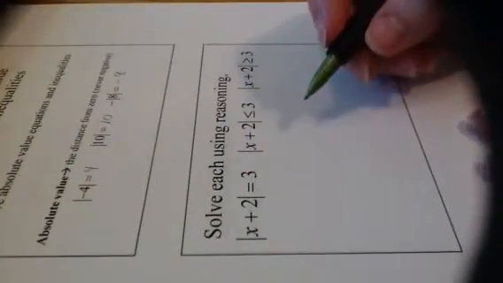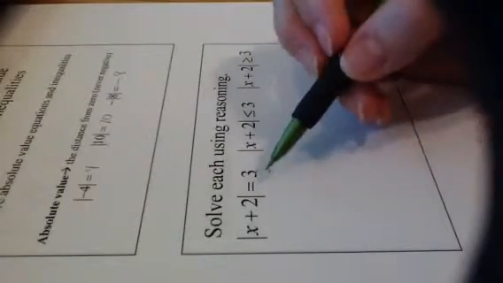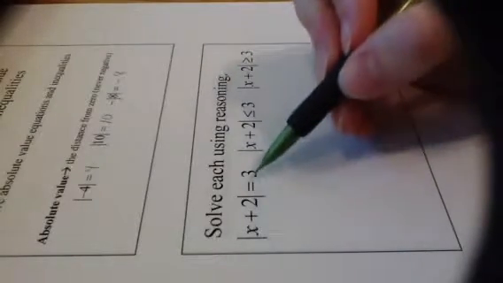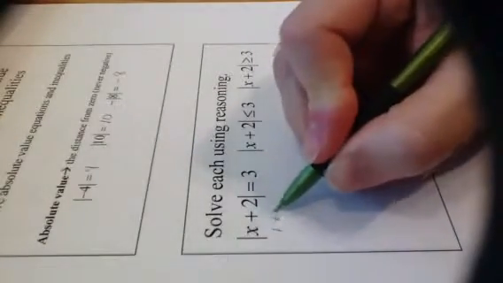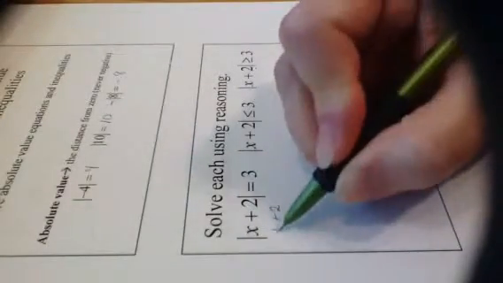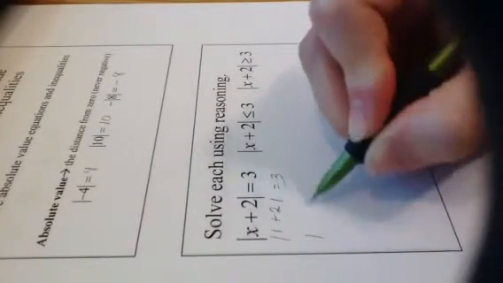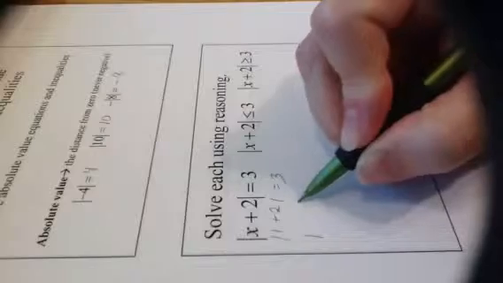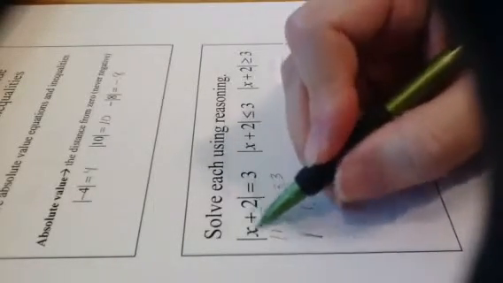To solve each of these, we just want to reason out what numbers will and won't work. We want x plus 2 to equal 3, so one value for x would be 1, because 1 plus 2 equals 3. And if we took the absolute value, it would equal 3. But now if we think, we could also have a negative 3 in here and have the absolute value equal 3. So what would make that a negative 3?